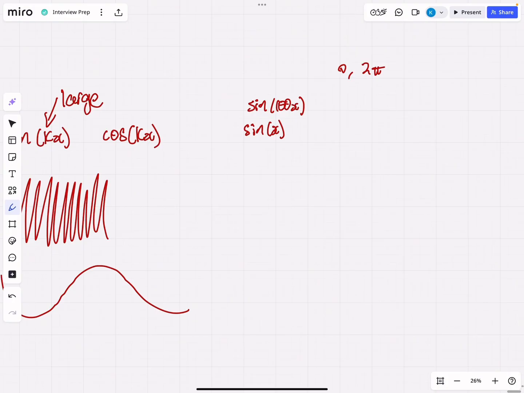And let's say I'm looking for when, between the range of 0 to 2 pi, sine of x versus sine of 100x is, let's say, equal to 0. So sine x is equal to 0 when x is equal to any integer multiple of pi, right? So we're going to have zeros at 0, and we're going to have zeros at pi and at 2 pi.